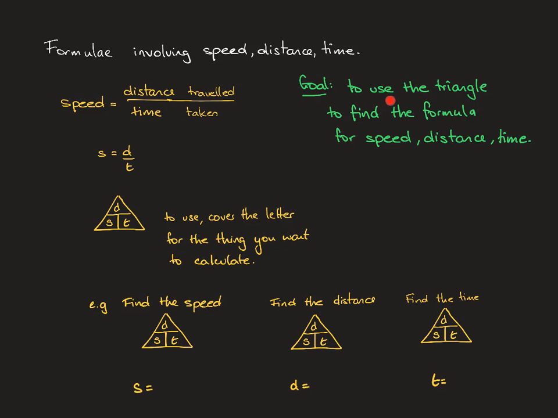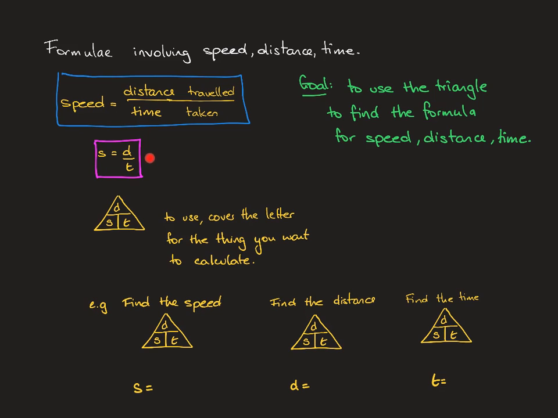In this video, we're going to use the triangle for speed, distance and time to find the formula for speed, the formula for distance and the formula for time. So you may already know that speed is the distance travelled divided by how long it takes you to travel that distance. And we simplify that down with S for speed, D for distance and T for time to give us the formula S equals D over T.